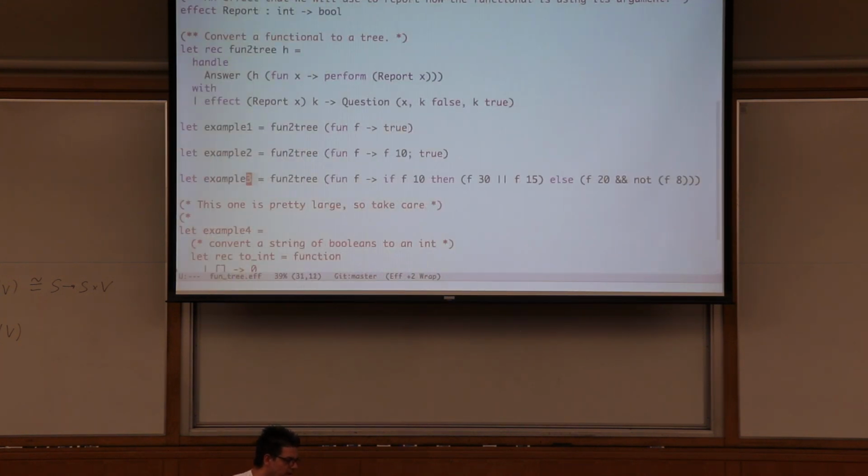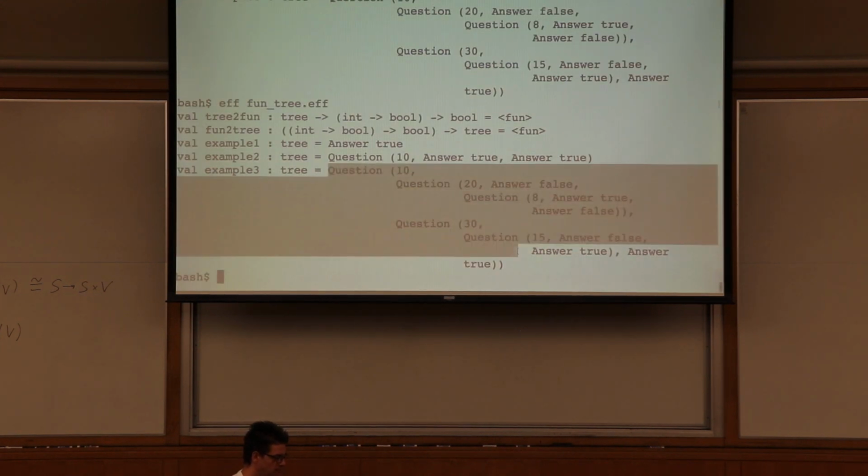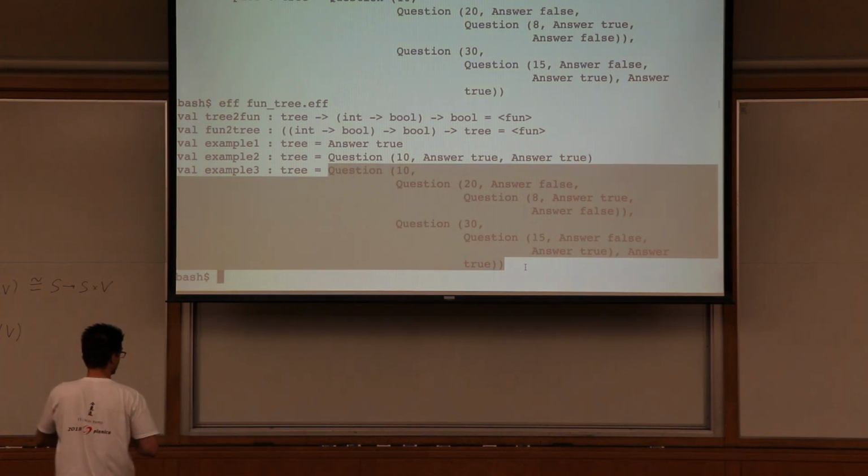Here's one. Okay, so we ask f, hey, what is the result of f of 10? And then if it's true, then we do this thing here. And if it's false, we do that thing there. Okay, it's going to be a 3. It's this 3. And just because I can, because I have 7 minutes, let's draw it.